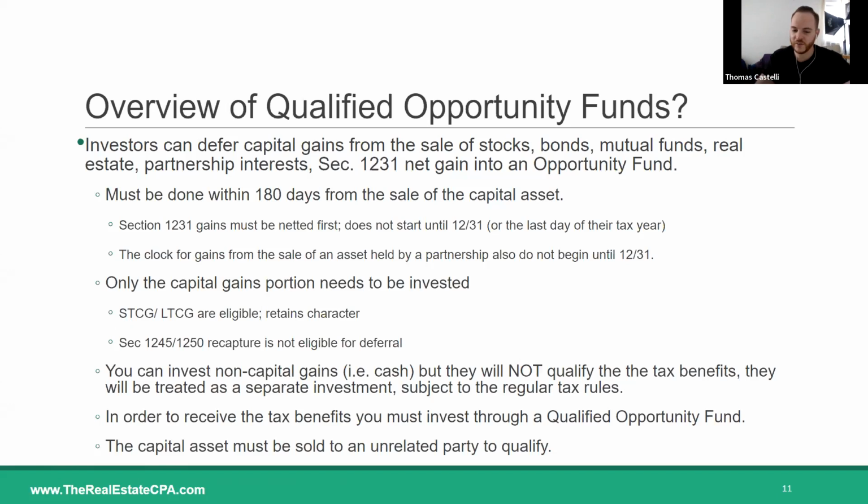And in order to receive any tax benefits from investing in a qualified opportunity fund, it needs to be a qualified opportunity fund. It can't just be invested in an opportunity zone. And the capital asset must be sold to an unrelated party to qualify. So, in other words, you can't sell a building to your brother, to your parents, to your son, to your daughter, and be able to defer the gain. It has to be to a legitimate third party. I guess the way the IRS looks at this is you would still be in control of that asset.